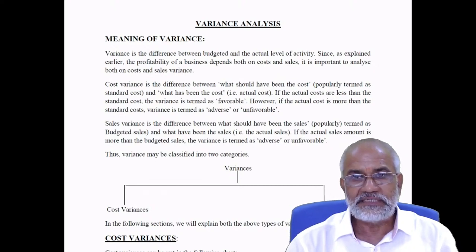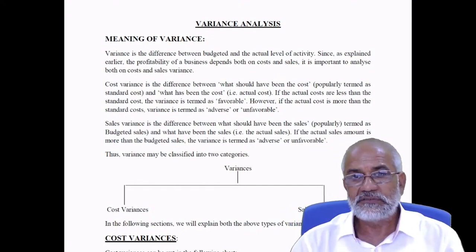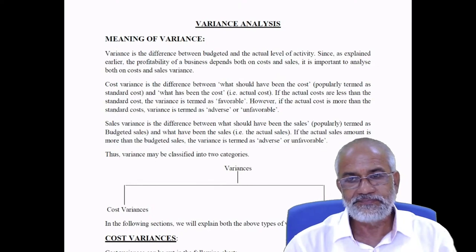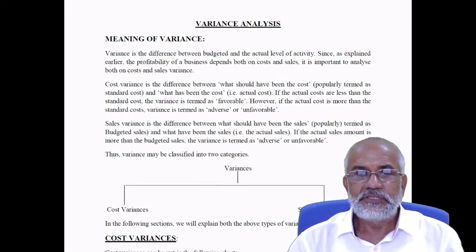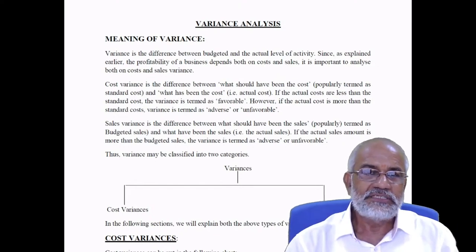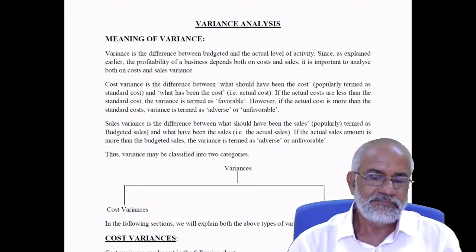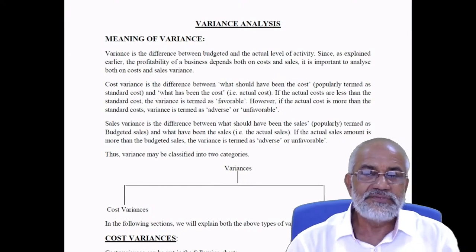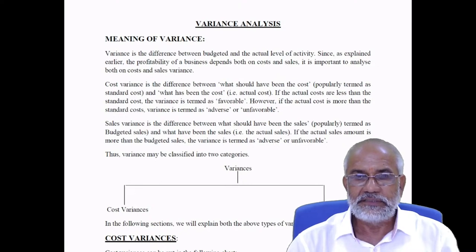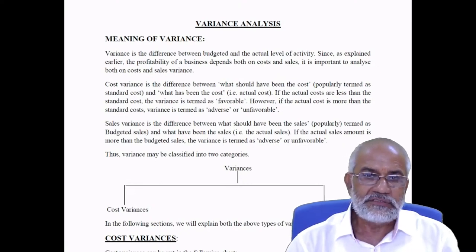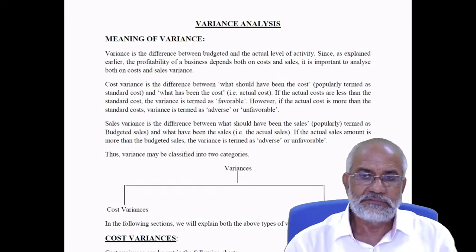Of all business activity is dependent upon two major factors. One is the cost and the other one is the sales. As such, it is important to analyze both the variances on cost as well as the variances on sales. Cost variance is the difference between what should have been the cost, popularly termed as standard cost, and what has been the cost, that is the actual cost.